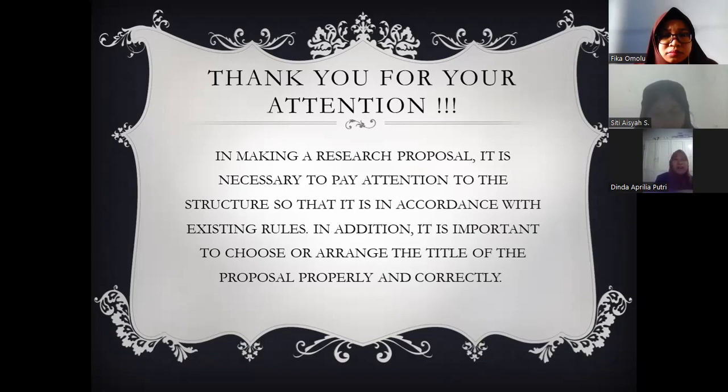Jadi isi dari keseluruhan seminar proposal kita ini merupakan penjelasan secara rinci, detail, dengan judul yang kita angkat seperti itu. Jadi isi dari proposal kita ini merupakan penjelasan dari judul yang kita angkat seperti itu.